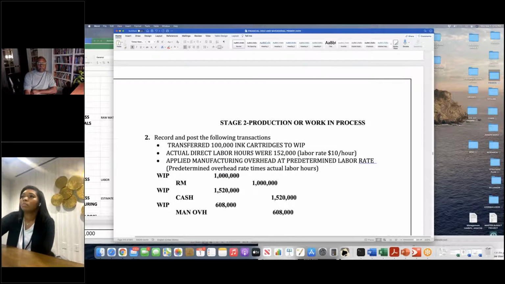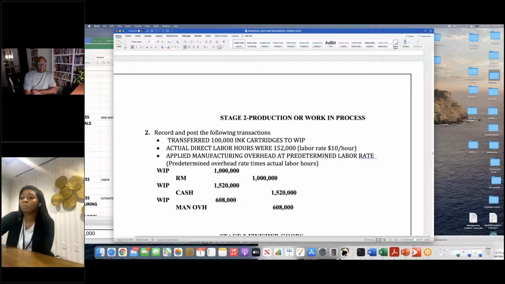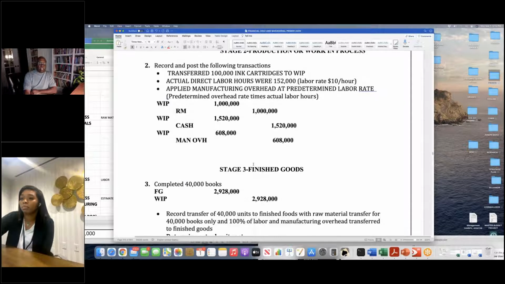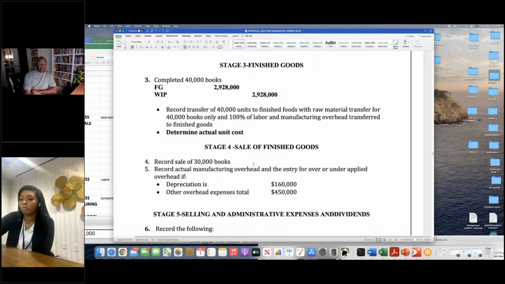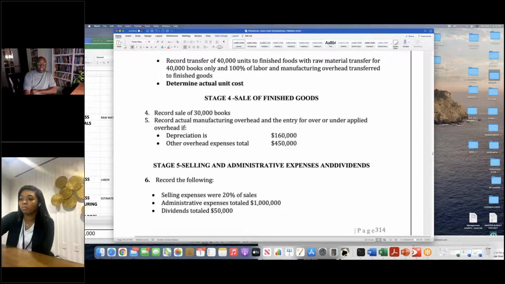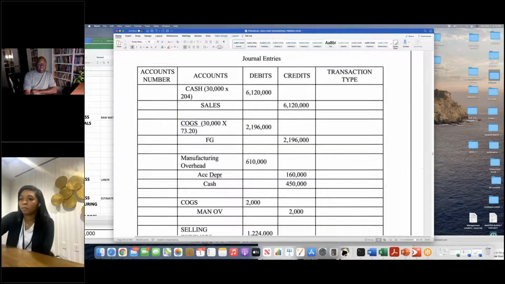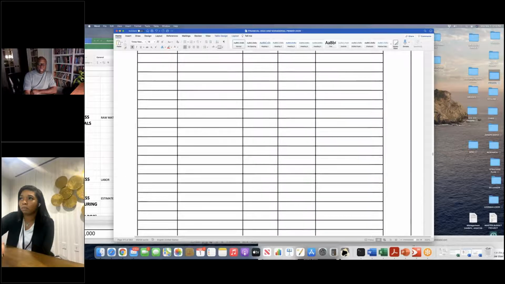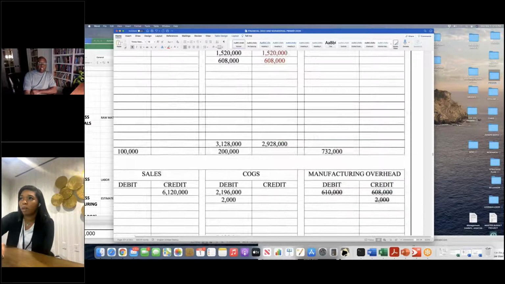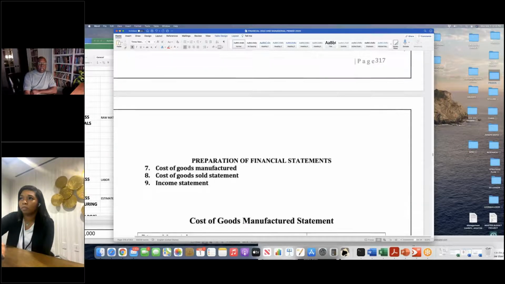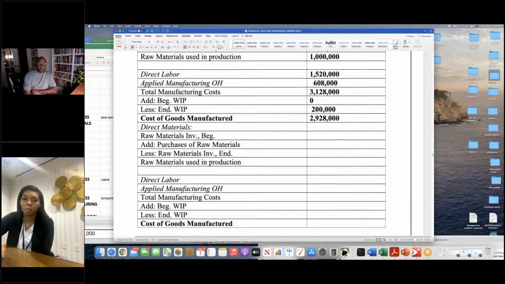Stage 2, we take everything in the working process. Stage 3, so we do completion. Stage 4, sale. Stage 5, selling administrative expenses. So you got to make all those journal entries, then post them to T accounts, then prepare these statements.